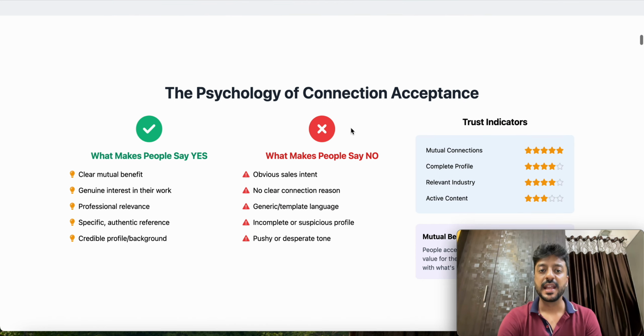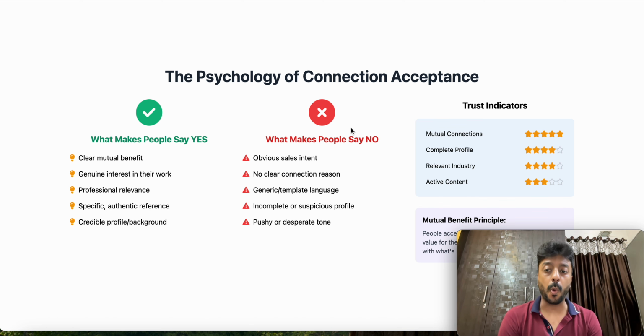Then comes the psychology to understand what convinces them to accept your connection request. When you have a mutual benefit, the benefits should not be just one sided, where you just want to make them your client. It should be for both sides: after buying your service, what they will get, and what type of ROI you will be giving them.